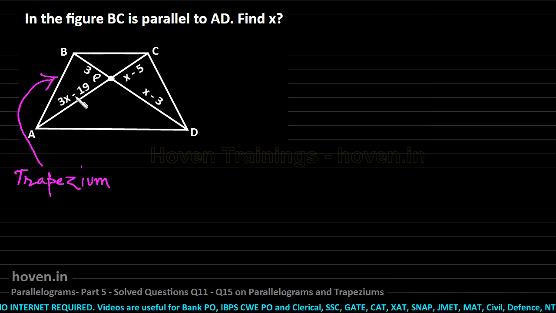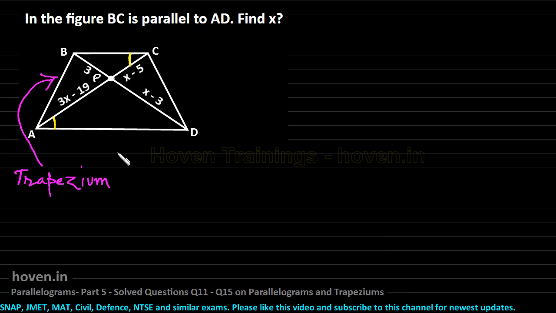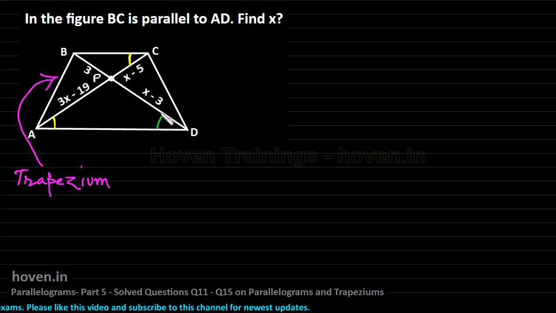Now BC has been given parallel to AD, so we can immediately say that this angle will be equal to this angle, the alternate angles for the transversal AC. And likewise, if we look at BD as a transversal, then we will have this angle equal to this angle. They are also the alternate angles for this transversal, which is laid on the parallel lines BC and AD.